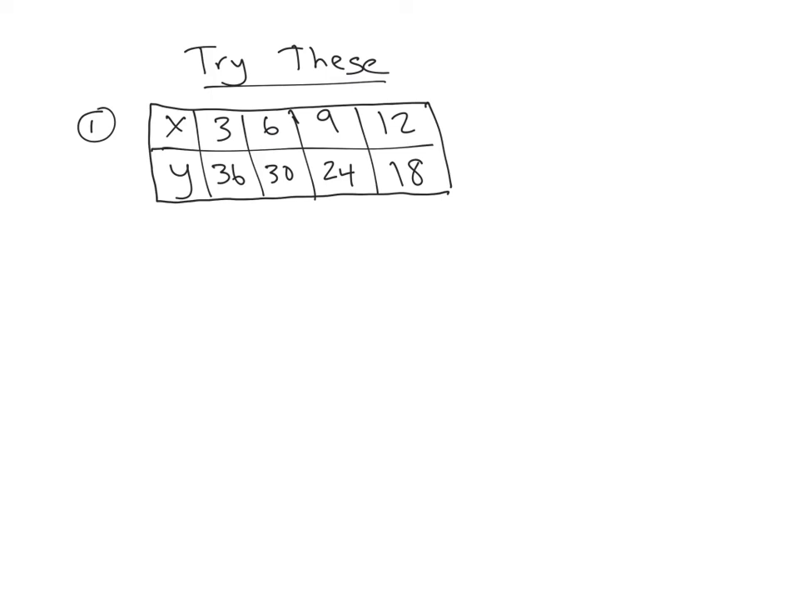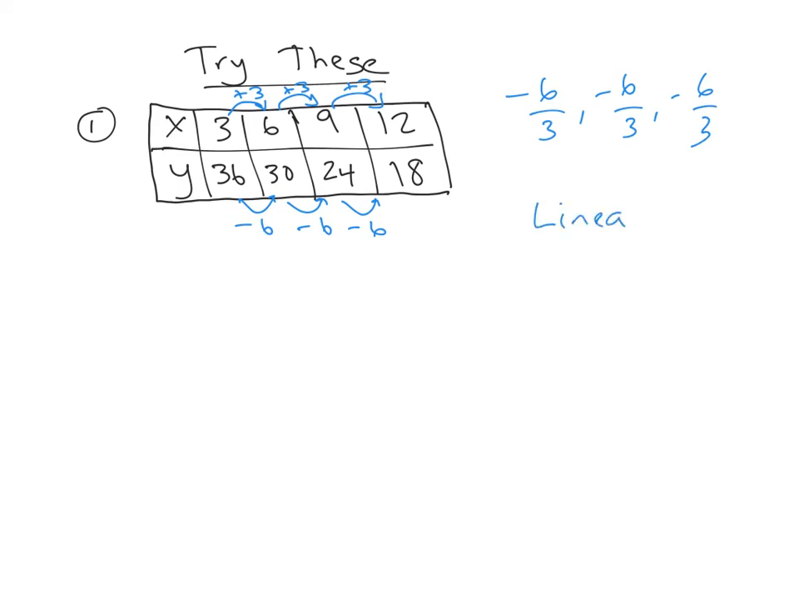All right, so on this one, if I look at my change in x's, it's a constant rate of change. I'm adding 3 to get to each x. And then my change in y's is going to be subtracting 6. So if you ever have a constant rate of change in both your y's and your x's, you know it's going to be linear. My change in y over change in x is negative 6 over 3, which is just negative 2 in all cases. So I'm going to be able to say that it is a linear function there on number 1.